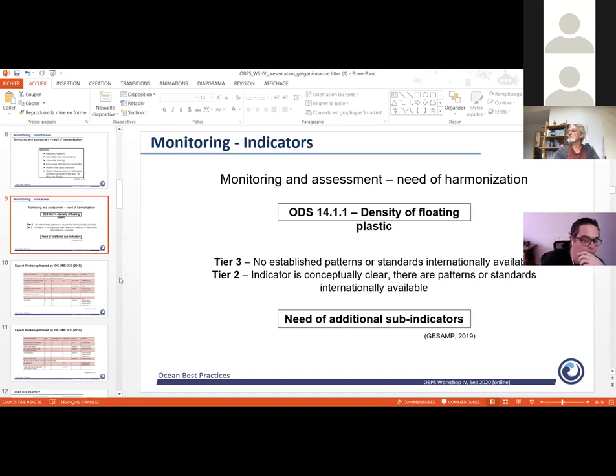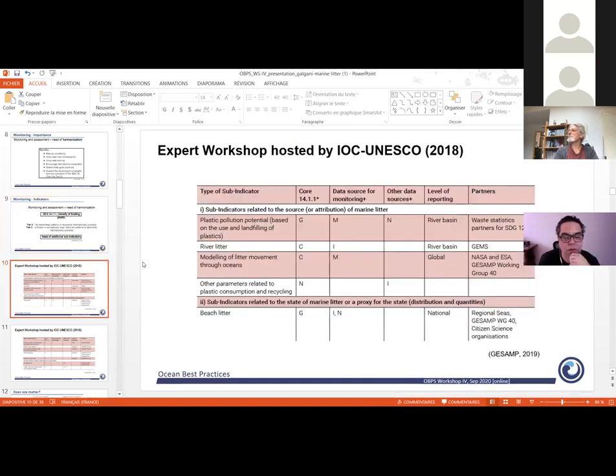And then, next one, please. We put in the report a synthesis of a discussion that was held in 2018 in IOC that started to discuss other potential sub-indicators related to, for example, the sources. So we started to talk about river litter, the potential for plastic pollution, or even modeling. But we also mentioned sub-indicators related to the state, to the environment, to the compartments. So beach litter would be a very nice example that we captured.